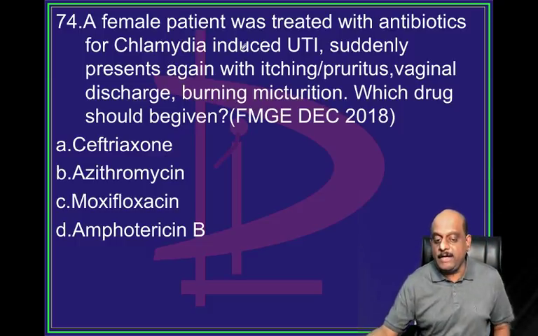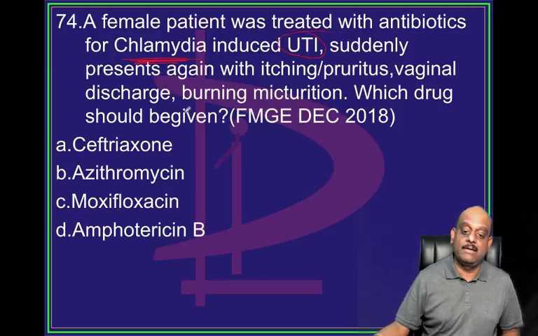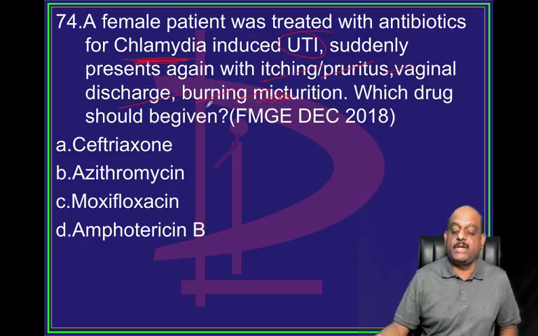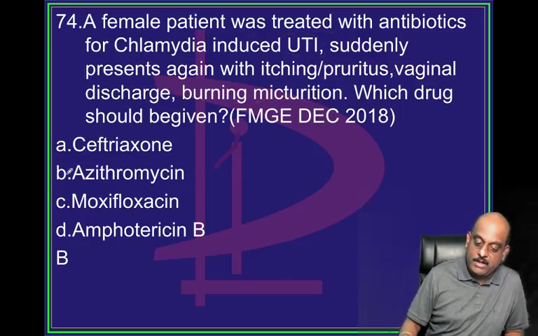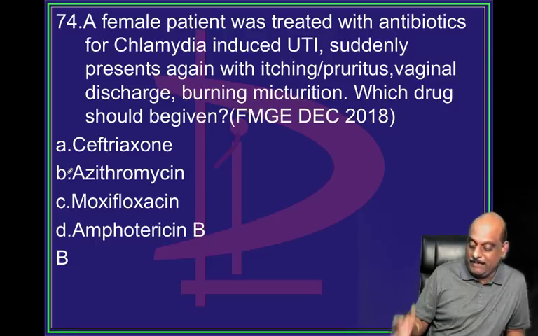A female patient is being treated for chlamydia-induced UTI. Suddenly she develops itching, pruritus, vaginal discharge, burning micturition. Which drug do you want to give, doctor? Azithromycin, wonderful for chlamydia.